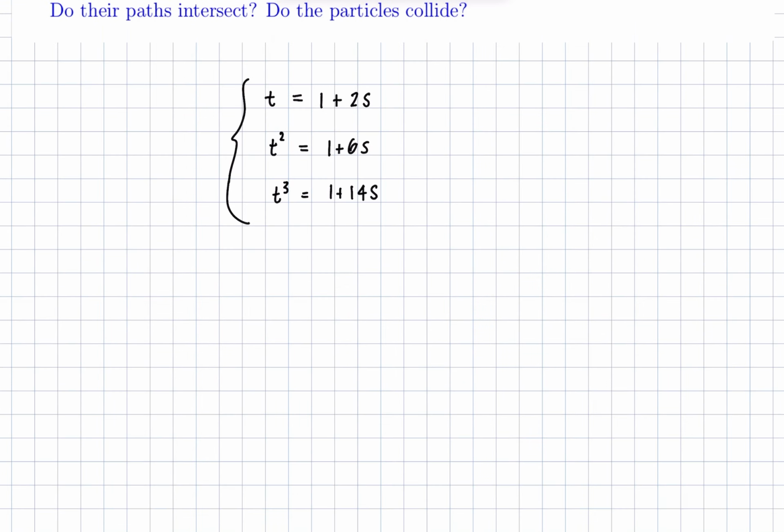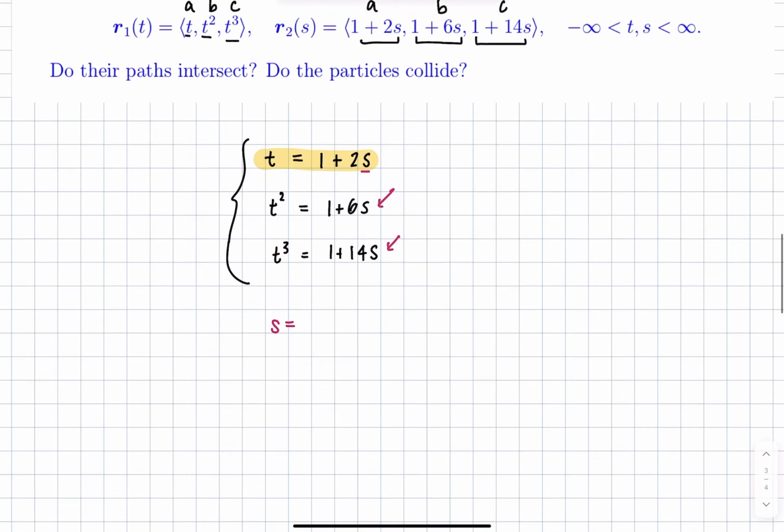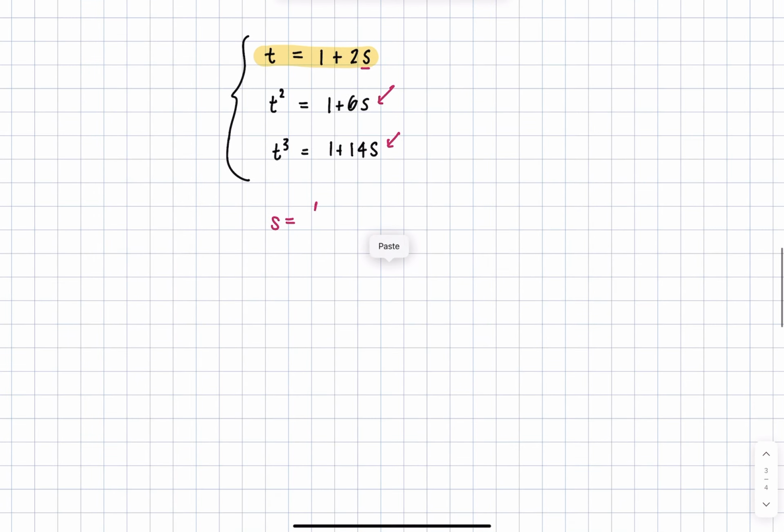Now let's move on to solving for one variable. I'm going to solve for s so that I can plug it into any one of these soon. I'm going to use the first equation because it's the easiest one to deal with right now. If I solve for s, I get s equals t minus 1 over 2.